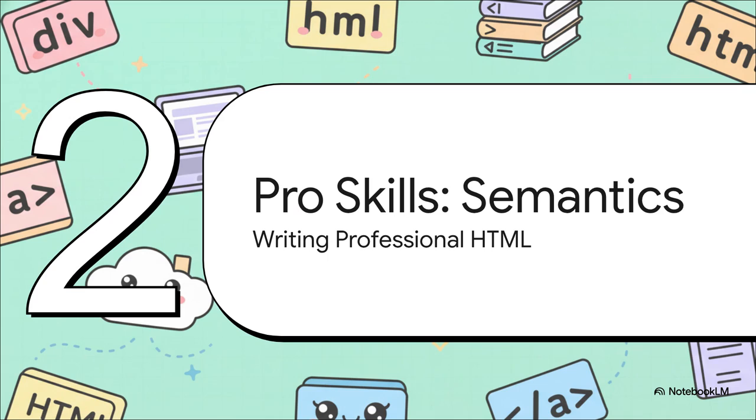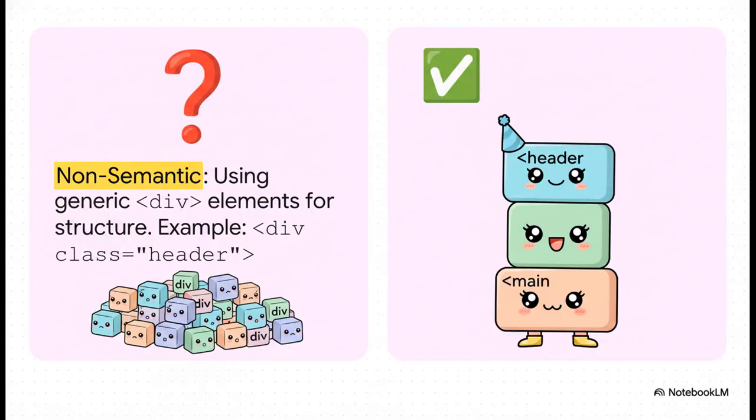All right, you've got the basics down. You know what tags and attributes are. Now, let's talk about how to write HTML like a pro. This is all about something called semantics, and it's what separates a beginner from someone who's really ready to join a development team. So you could just build your entire website using generic boxes called div tags like you see on the left.